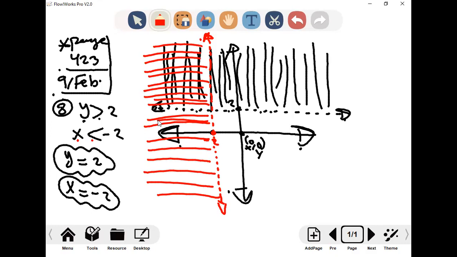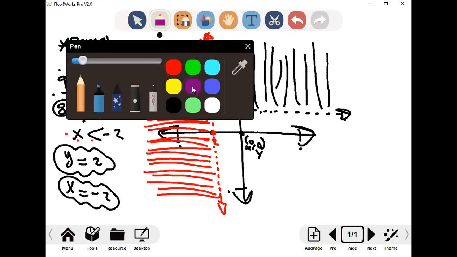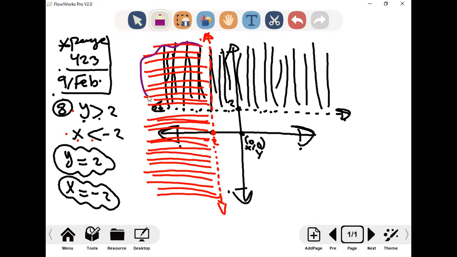Now, after I do this, I will search for the common area, the area with the two colors, the area which the two inequalities share, right? Where is it? It is here at the corner. What does this mean? Focus now. This means any point here is a solution for both inequalities.